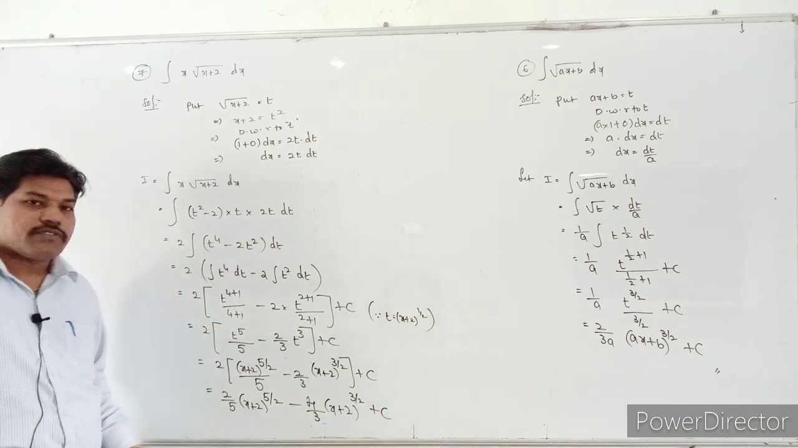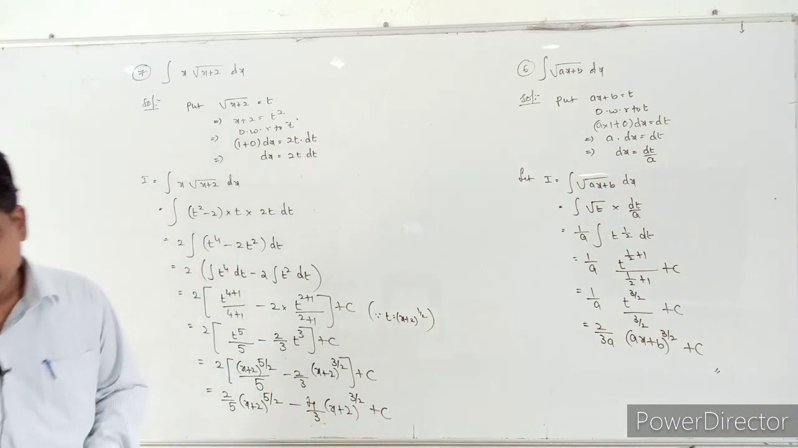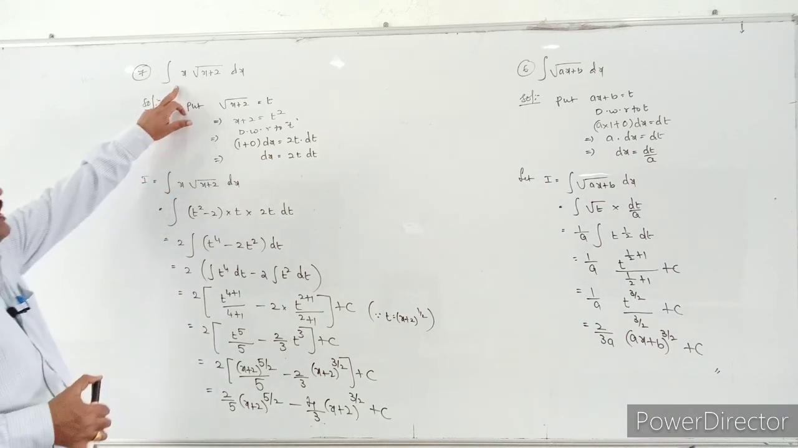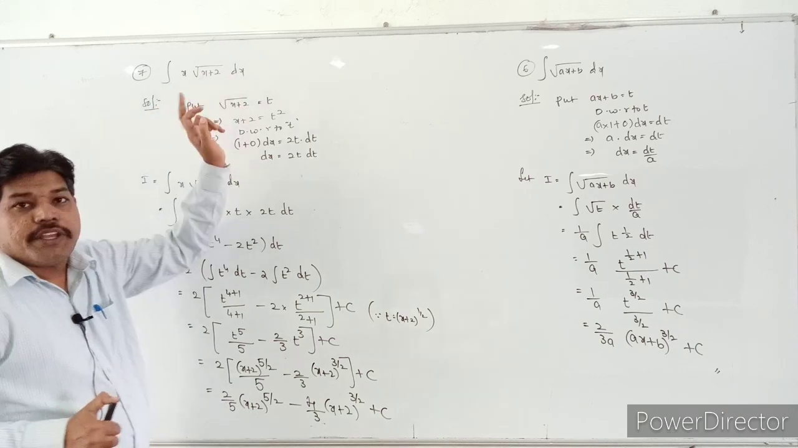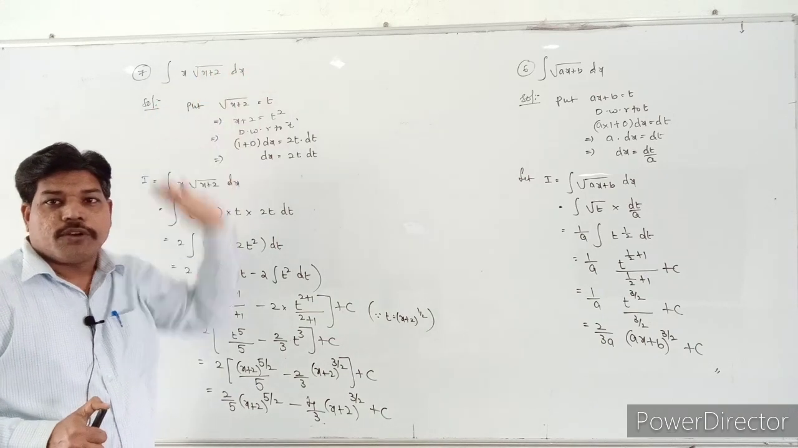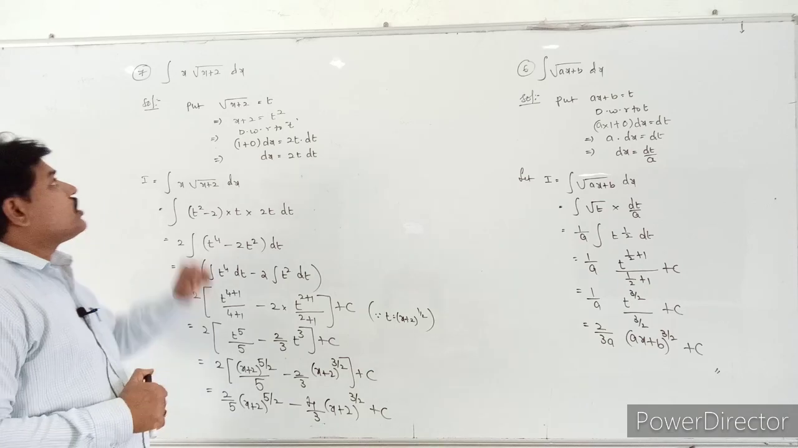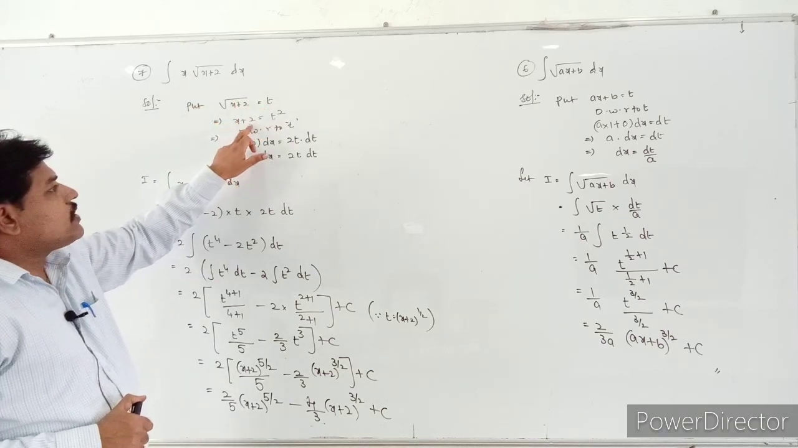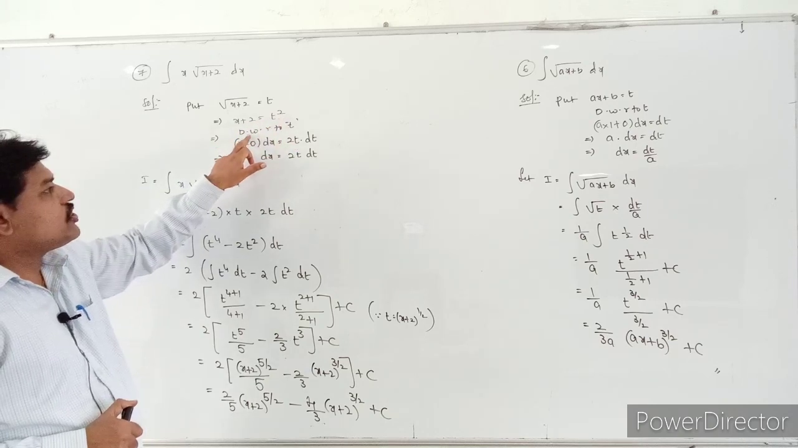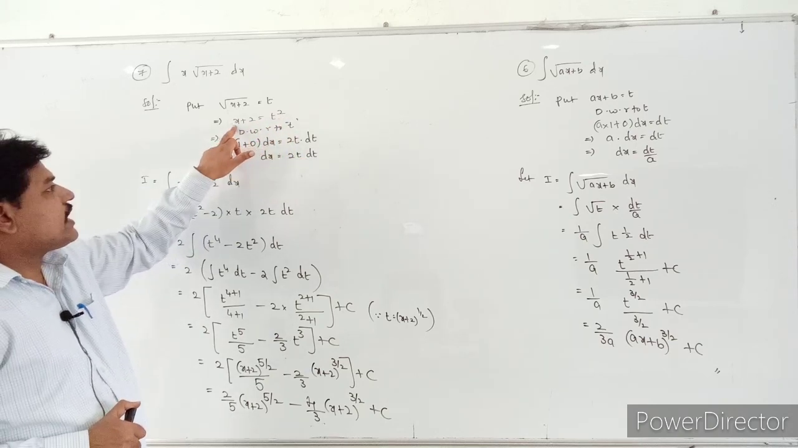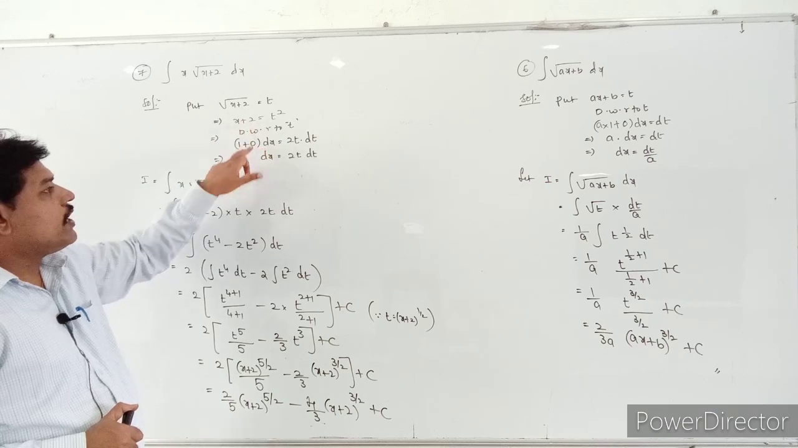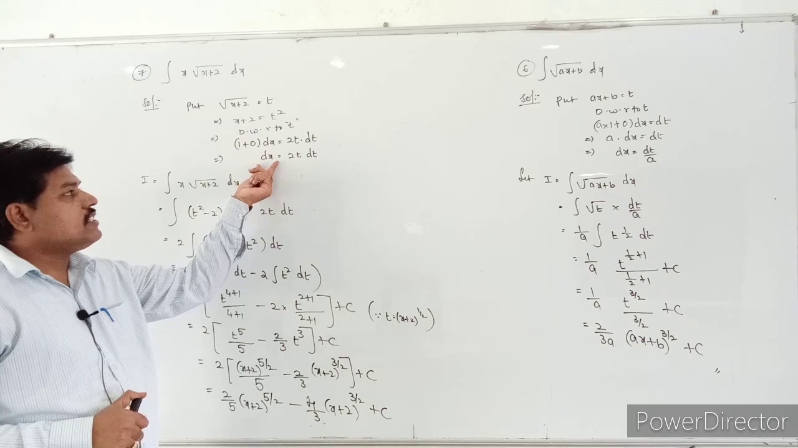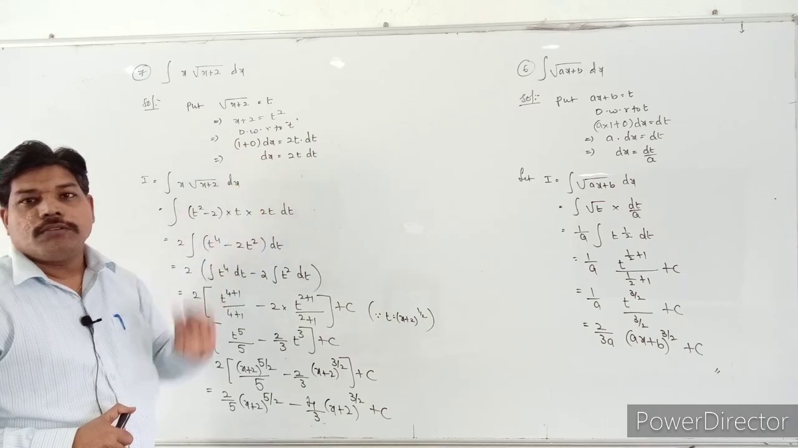So see that question, students, once again. What is that question? Integral of x into root of x plus 2 into dx. So how to solve this question? First I will take that root value as t. So what happens? x plus 2 is equal to t square. Differentiate with respect to t. The x derivative is 1, plus 2 derivative is 0, into dx is equal to dt. So dx is equal to 2t into dt.